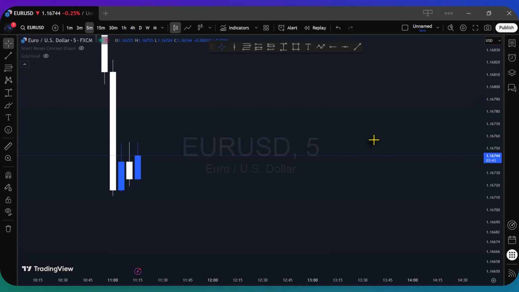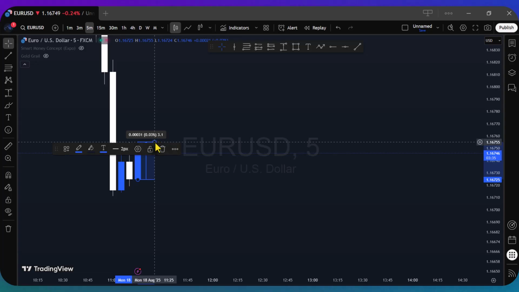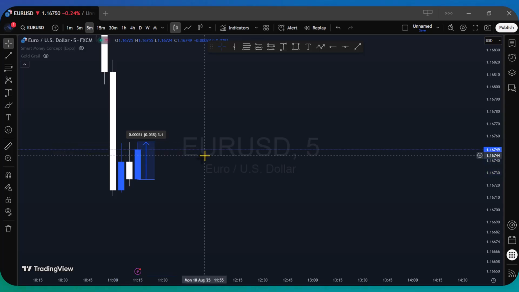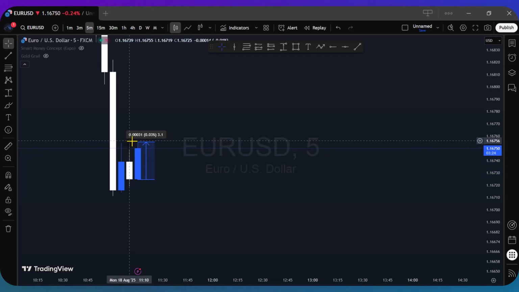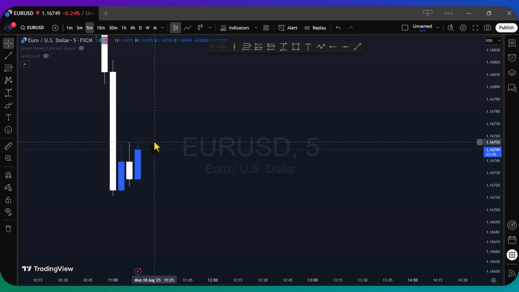So let me just draw the price range for you. Let's see the measurement of this candle. As you can see, this candle is a 3.1 pip movement. So that's 31 points. As you can see, 0.00031, which is 3.1 pips, 31 points. Do you get the analogy? Yeah, that's about that.